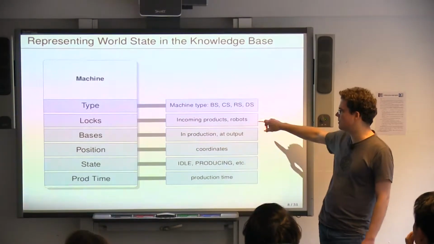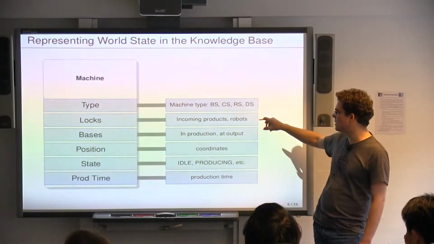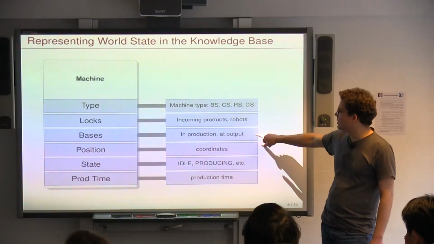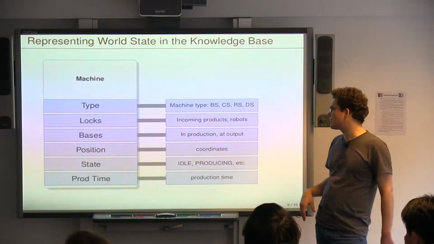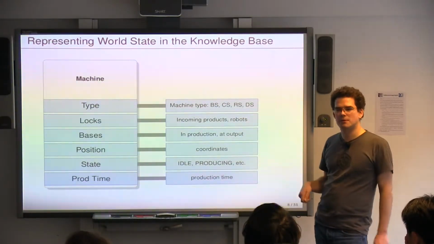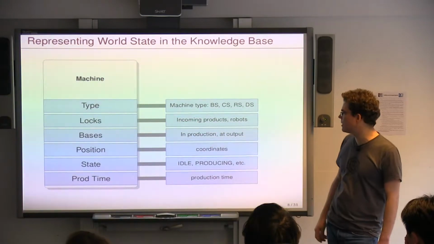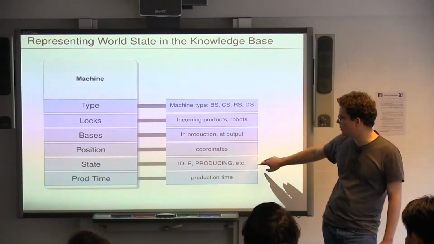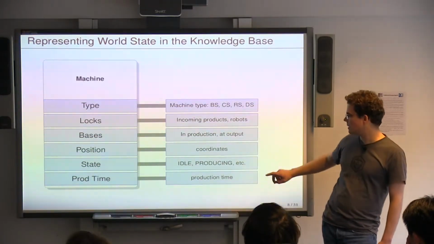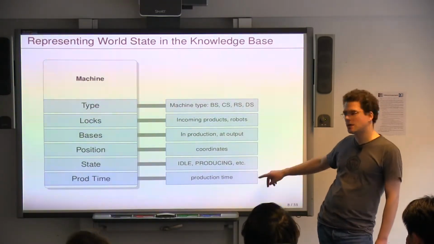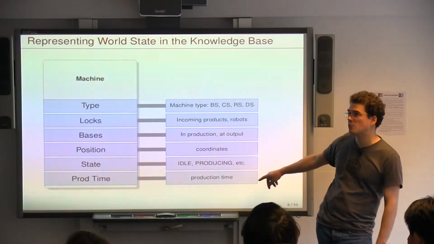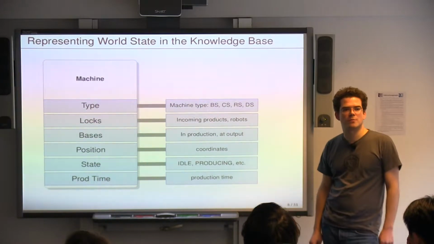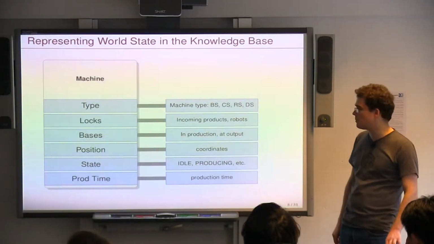We have the logs, so do we have any products or robots incoming to the machine, or can we use it? Do we have bases in the machine in production, or maybe do we have bases put into the slides, etc. So this is saved there. The position we need for the exploration phase, and the current state the machine is in, and of course the production time. I'm actually not that sure if we're using this right now, but this is an estimate for ourselves how long the production might take, so we can estimate when it will be finished.